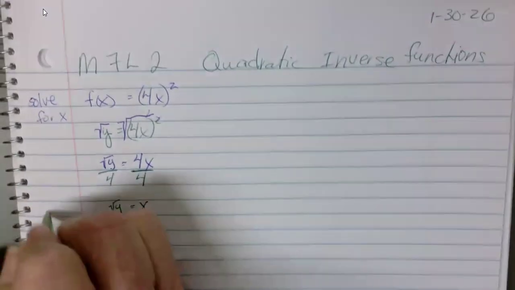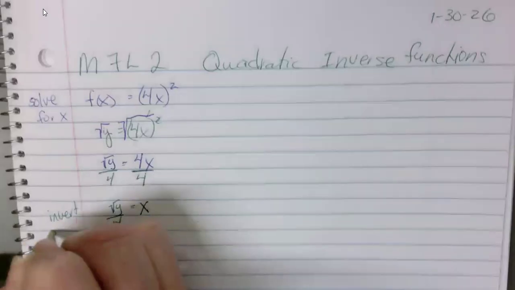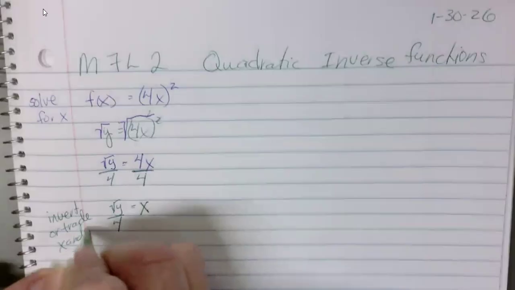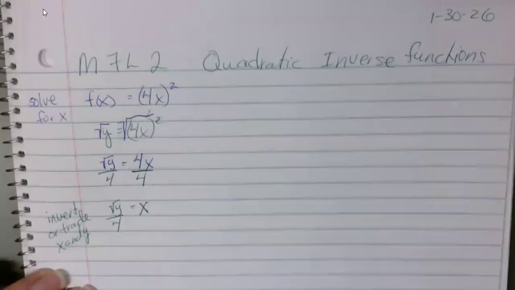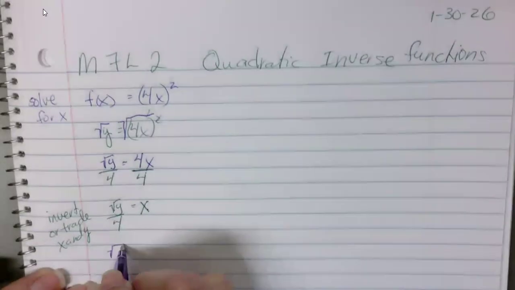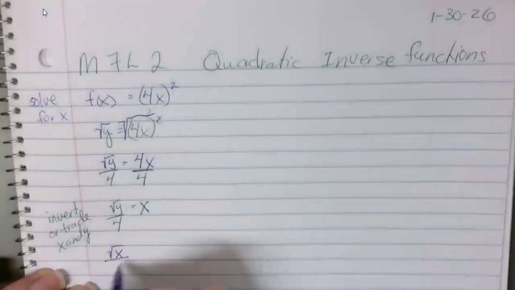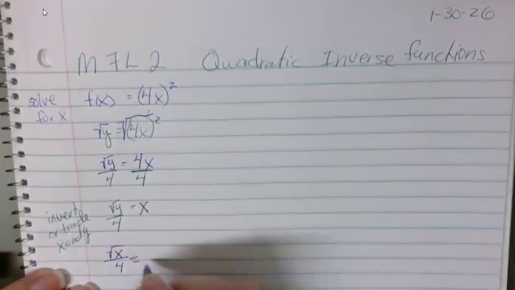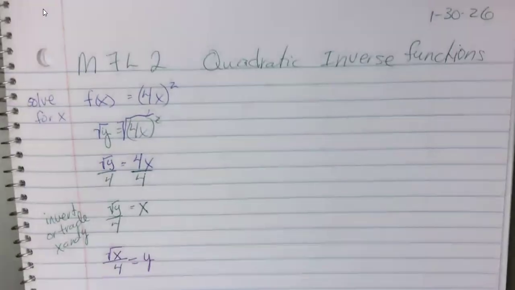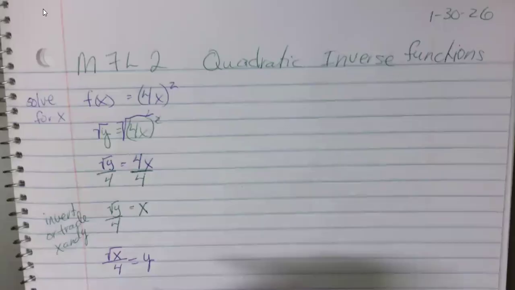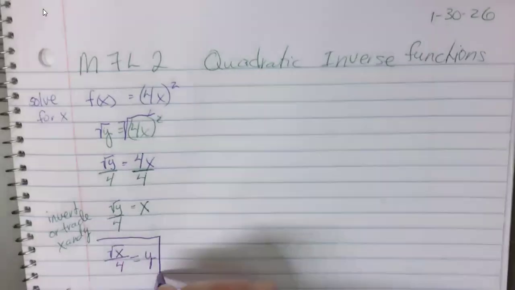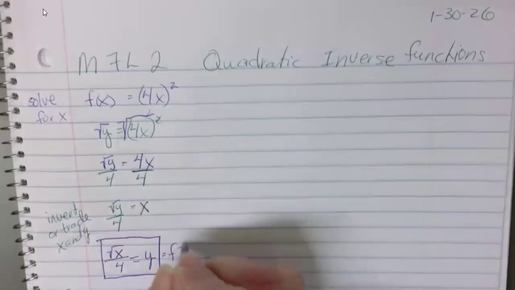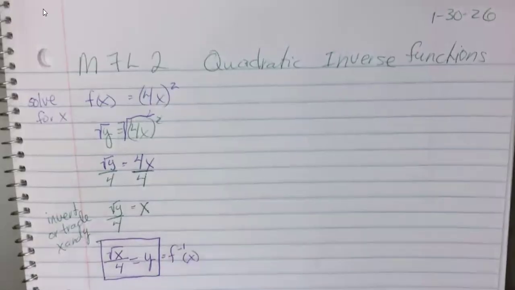Step 2 is to invert or trade our variables. So we'll go ahead and do that. I'm going to do the square root of x over y. My bad. The square root of x over 4 equals y. My brain was already writing the equals to part. And then we can put a box around that because that is our inverse function of f of x.